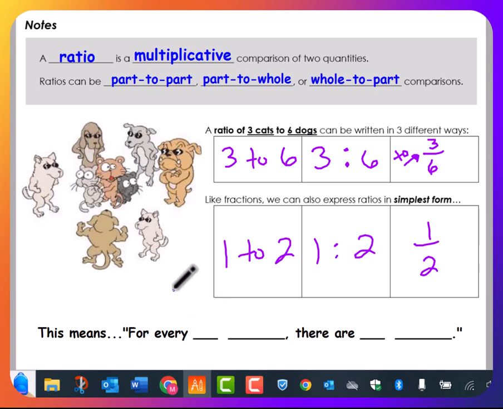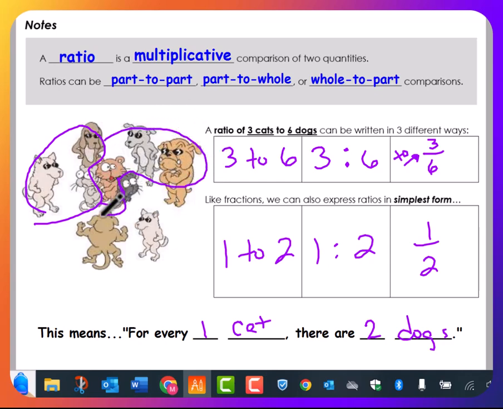And what this means is that for every 1 cat, because our first number represents the number of cats, there are 2 dogs, because the second number represents the dogs. So for every 1 cat, there are 2 dogs. So you can make a group. Here's 1 cat. I'm going to make a group of 1 cat and 2 dogs, and again, and again. So you can easily see that for every 1 cat, there are 2 dogs. Each group has the same amount, 1 cat, 2 dogs.